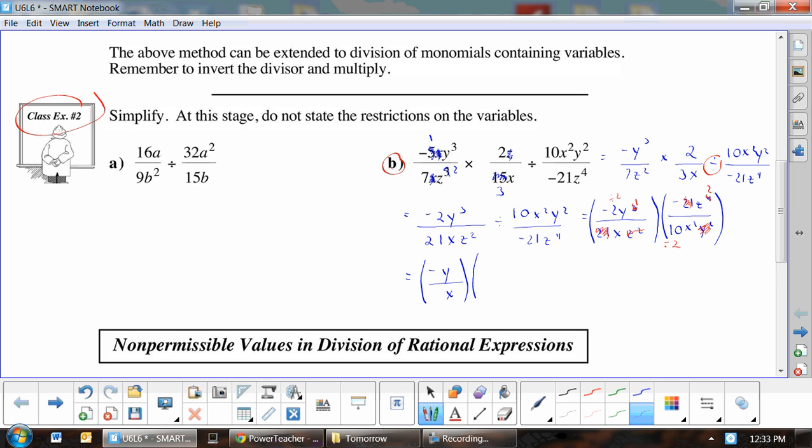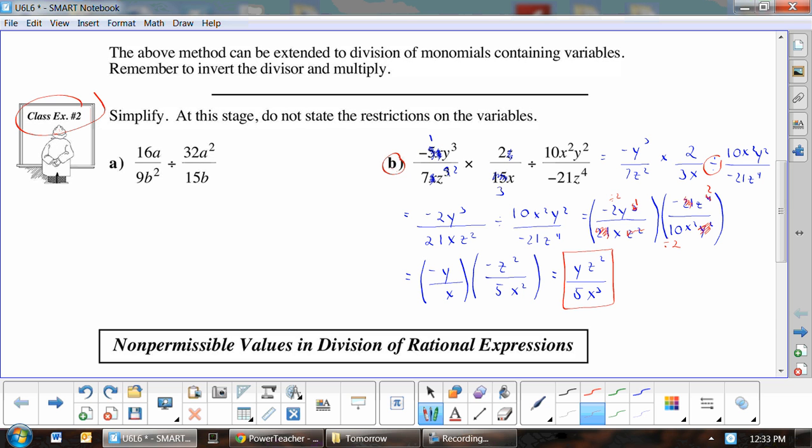Our z squared canceled out with our z to the fourth. And then we get to combine them. So because we have two negatives, here and here, we know it becomes positive. So we get yz squared all over 5x to the third.